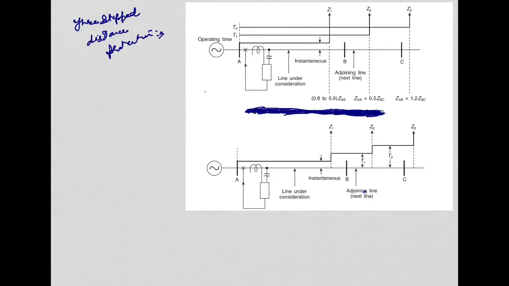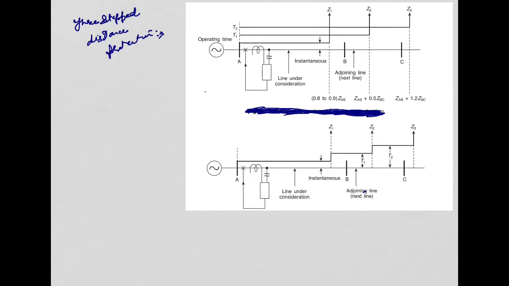Good morning, everyone. Now, as we have discussed, it is not advisable to set the reach of the distance protection to 100%. The first step of distance protection is therefore to set the reach to 80 to 90% of the length of the line section. This is the instantaneous protection, and there is no intentional time delay in that.